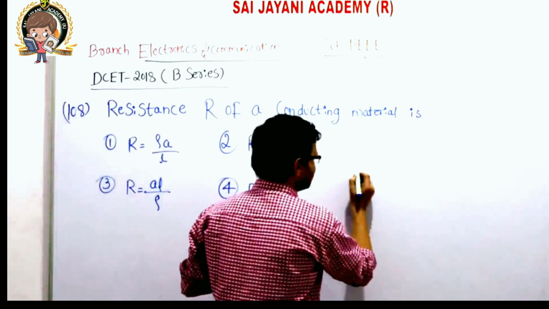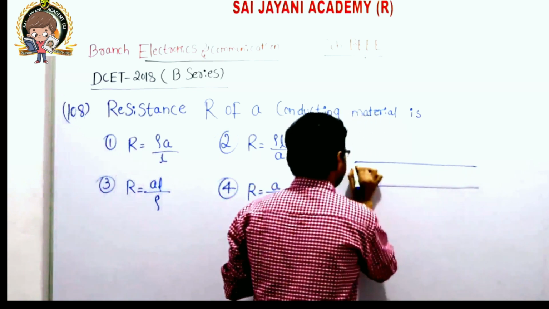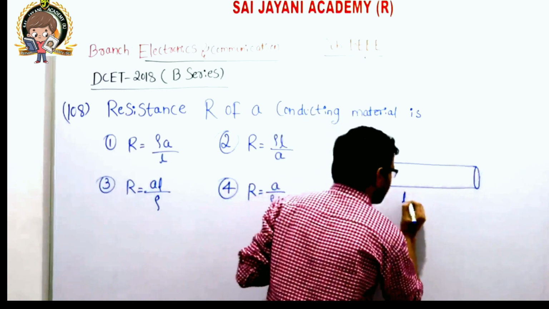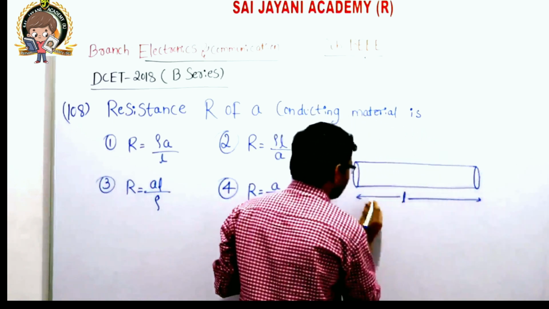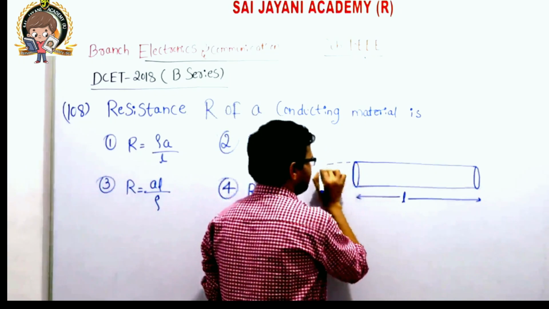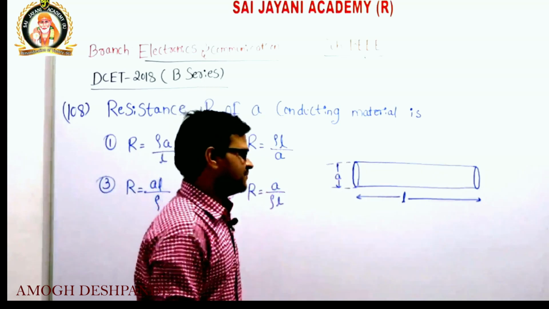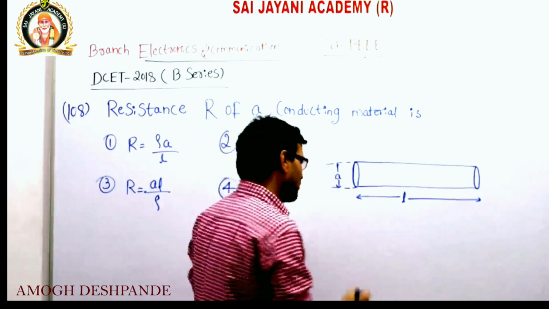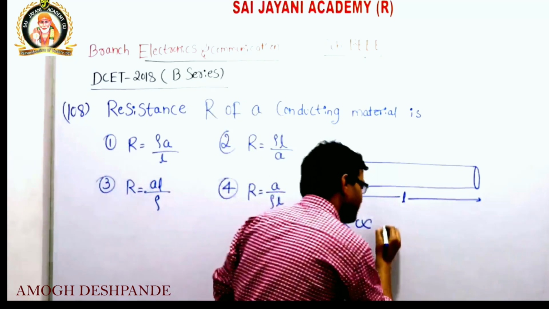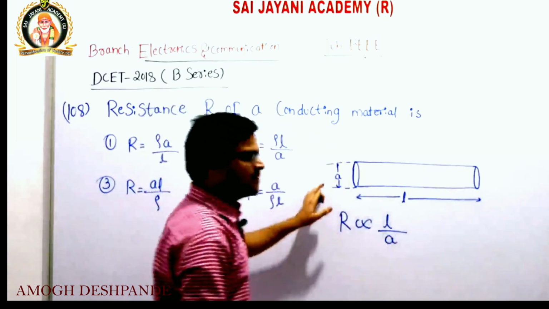If you consider a conductor where the length of the conductor is denoted by L and A denotes the area of that conductor, then according to the resistance law, R is directly proportional to the length of the conducting material and inversely proportional to the area of that conducting material.